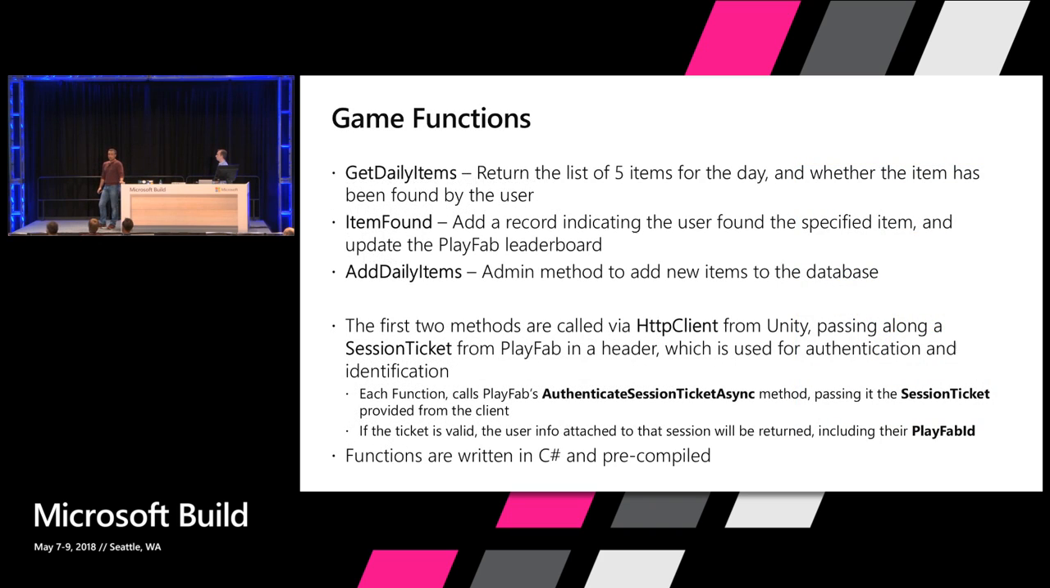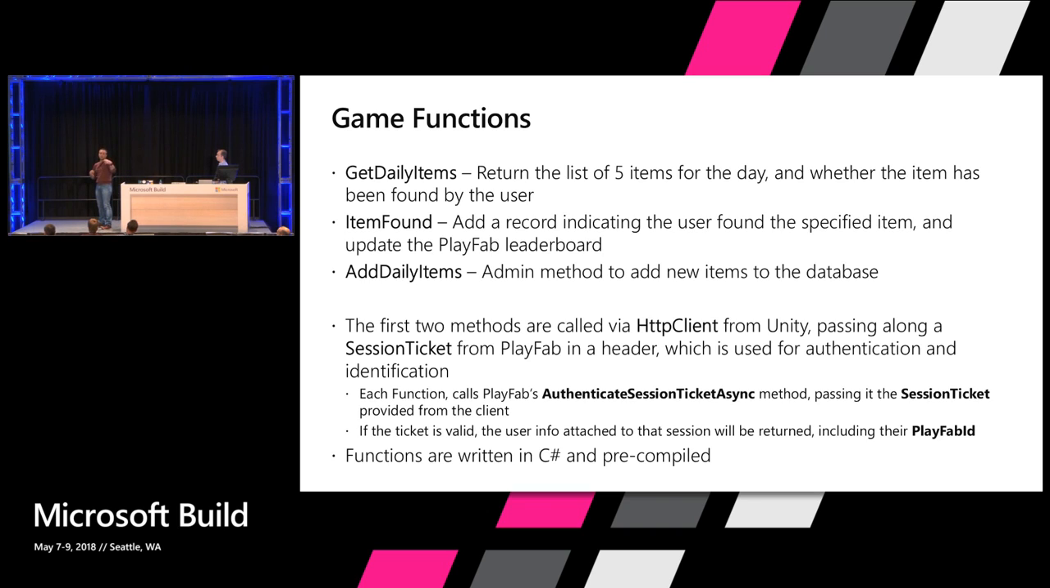We have 3 functions in our game. Well, we have more, but the most important ones are these 3. The first one is called get daily items. So remember the scene that Brian showed with the 5 items and a check mark next to it? Basically, we're calling on this scene the get daily items Azure function that returns a list of the 5 items that are to be found on each and every given day, along with a Boolean property if the item was found or not. Simple.